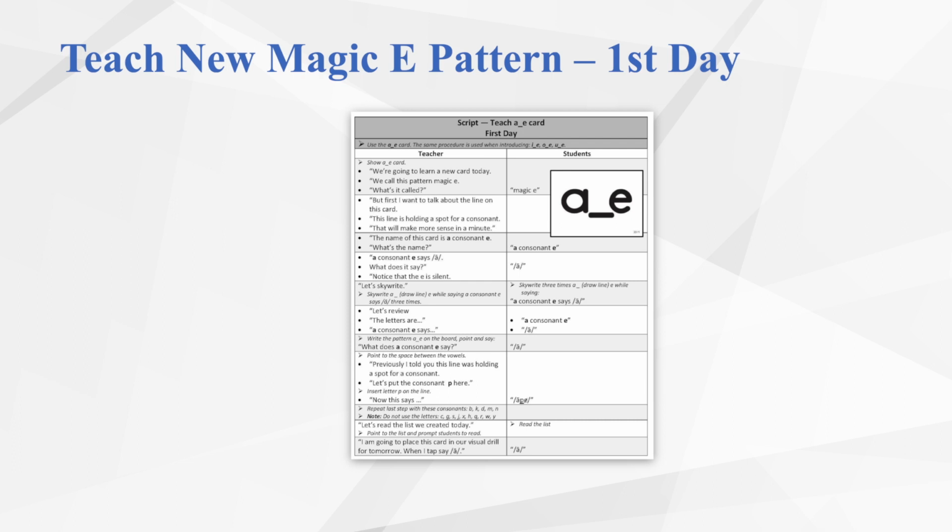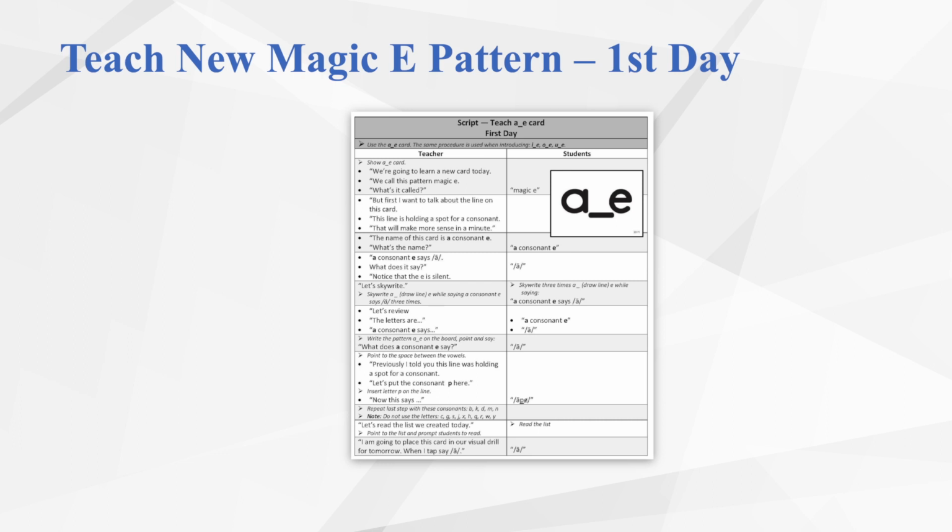We use this same format for all the magic E patterns. We begin drawing students' attention to the line on the card. We explain that the line on the card is a holding space for a consonant. This prepares students for the name of the card, which in this case is A consonant E. Then we teach students the sound. A consonant E says A. We ask them if they notice that the E is silent.